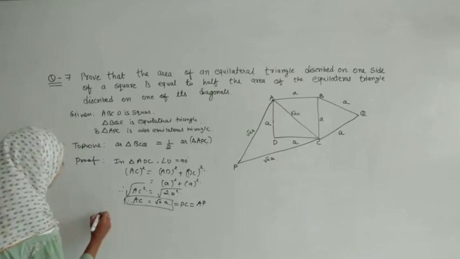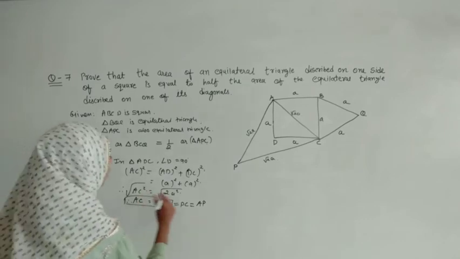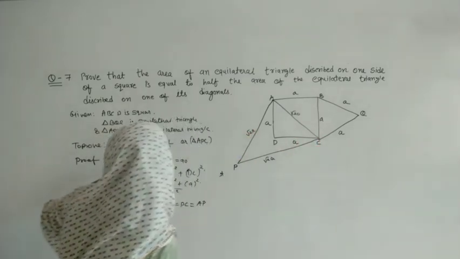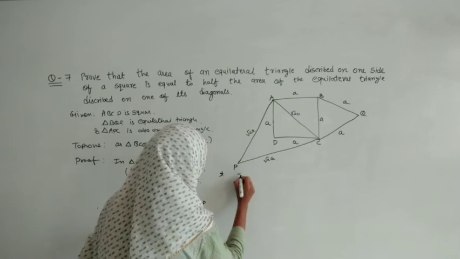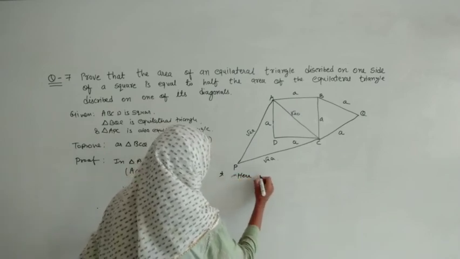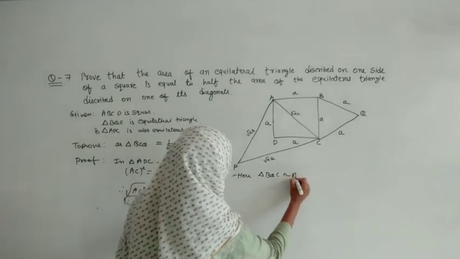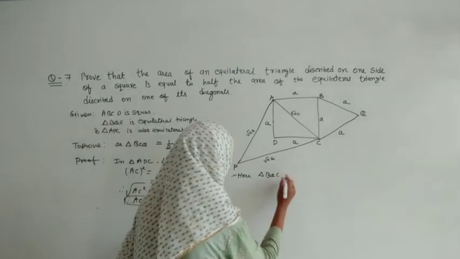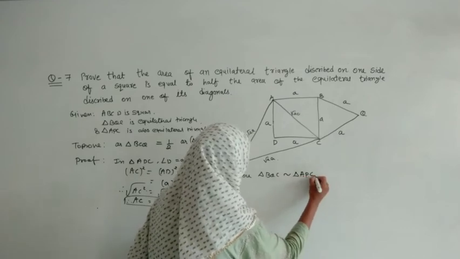Now we are beginning our main important part, part 2, where we have to talk about the areas of BQC and APC. So we will begin our process. Here I will write: triangle BQC and triangle APC are similar. How can we directly write this as similar without proving anything? Nothing is given to us, so how can we prove it?